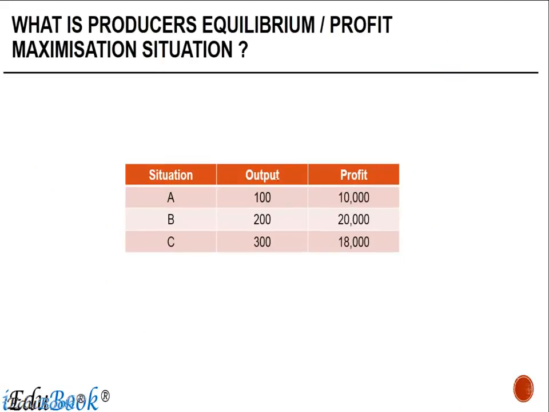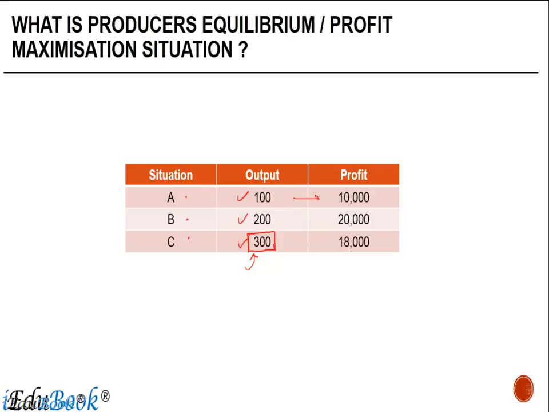So let us look at a situation of a producer, okay, who has a factory where the maximum output he can produce is 300 units, right? So we are assuming that the maximum output he can produce is 300 units. Now he has three choices. He could either produce 100 units of output, which is referred to as situation A. He can produce 200 units of output, or he can produce 300 units of output, which are referred to as situation A, B, and C, respectively.